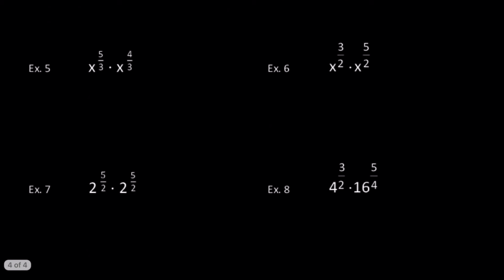Okay, next page. Let's wrap it up here. Some more properties we'll go through quickly here. This one's very similar to the one we just did. X to the 5 thirds times x to the 4 thirds. We're going to add those exponents. That's x to the 9 thirds. And 9 divided by 3 is simply 3. So that's x cubed.